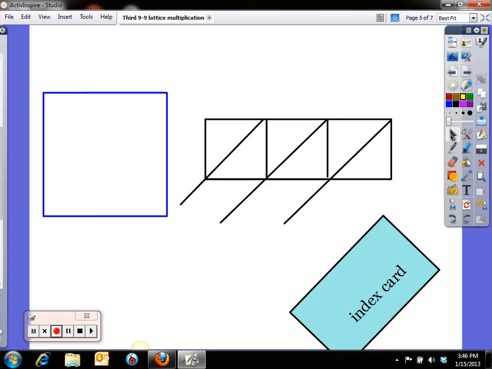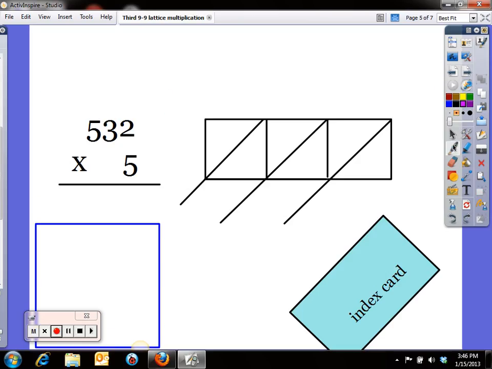Here's another one. This time, this is a 3-digit by 1-digit problem, so you can see how my lattice has changed. 3 by 1. 532 times 5. Let's start with this square right here. 5 times 2, 10. This square right here, 5 times 3, 15. I go over here, 5 times 5, 25.